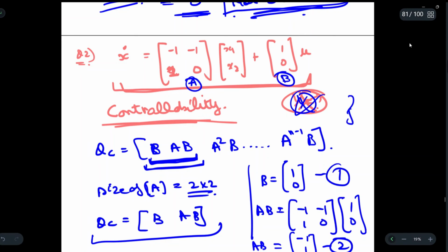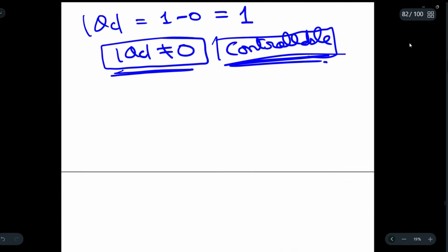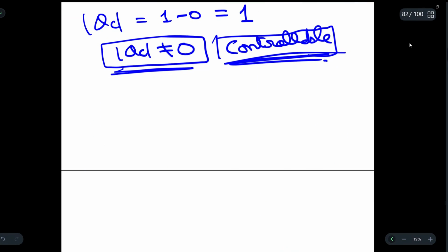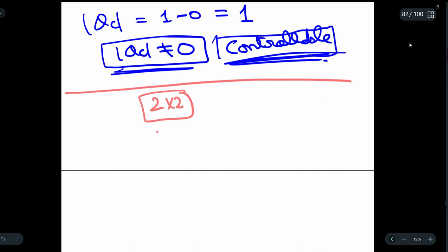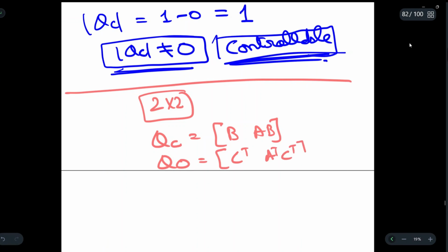Now let us understand one more concept, the last concept. In all the above questions, we had a 2 cross 2 matrix, and we took the QC matrix as the controllability matrix B, AB, and the observability matrix as CT, AT CT, because the A matrix given in the question was a 2 cross 2 matrix.